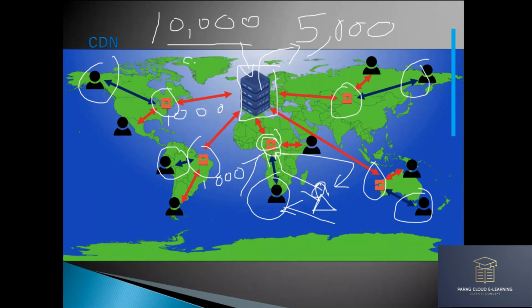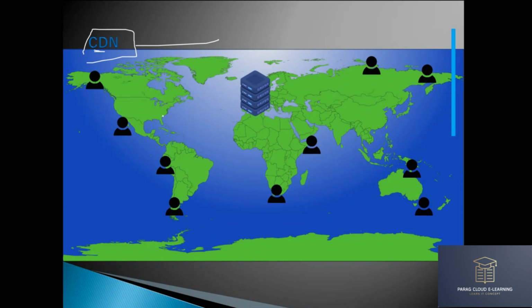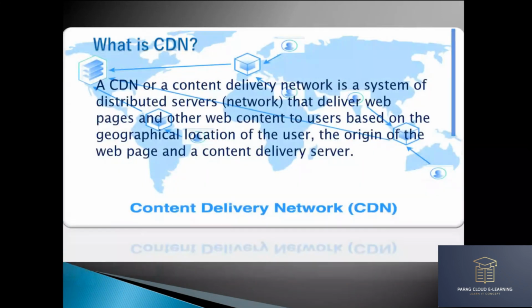There might be some users where there is no local server installed, so they will access the website directly. So out of 10,000 requests, we are assuming that we have reduced 5,000 requests by installing local servers. So both objectives, improving the user performance and decreasing the stress on our servers, are achieved. This is a concept called content delivery network. Here we are delivering the content of the website.